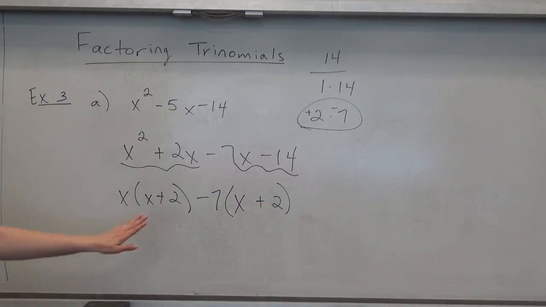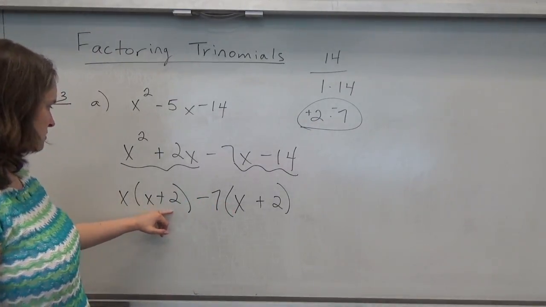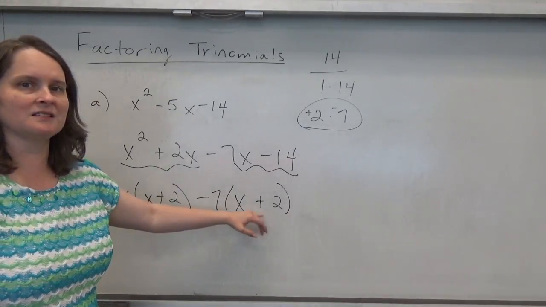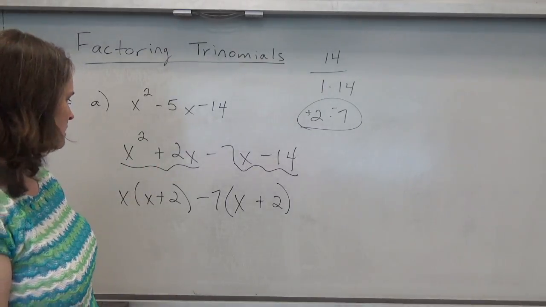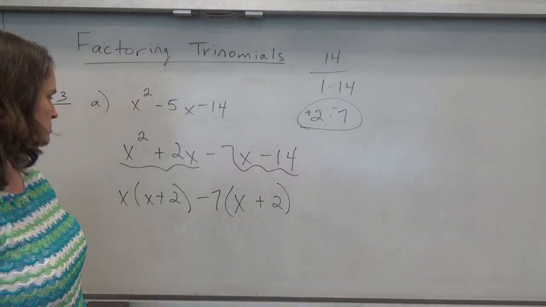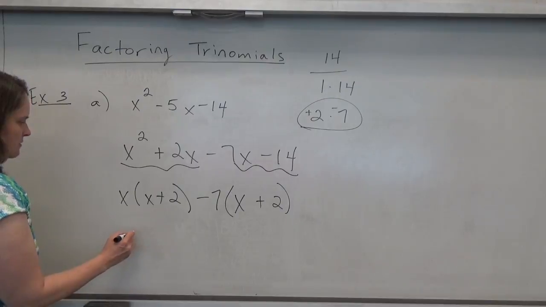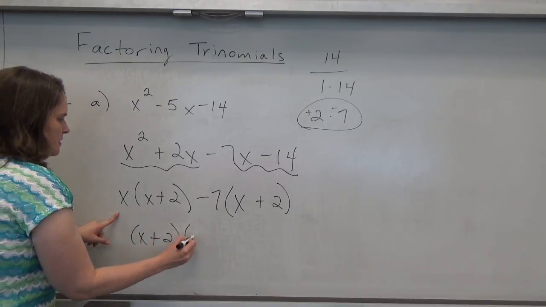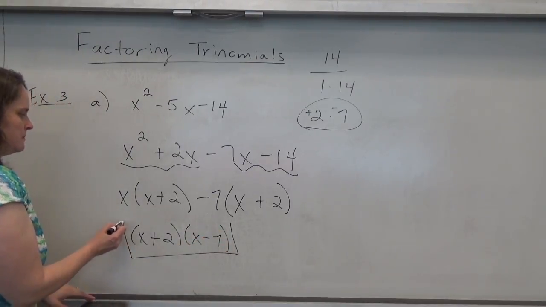And fortunately, these are matching up. Now, if you get to this step and these two sets of parentheses are not the same, then this is not going to work. You'd have to go back and try again or try another method. But with these being the same exact binomials, x plus 2, we have a common factor. We can pull it to the front. So we're going to factor out x plus 2, and that leaves me with x minus 7. And that is factored.